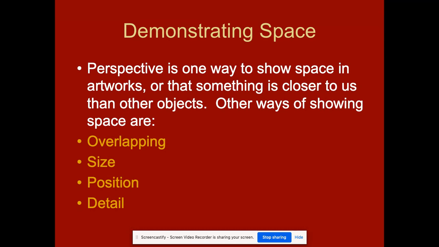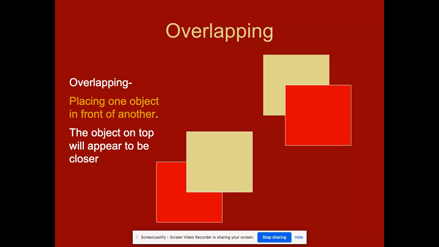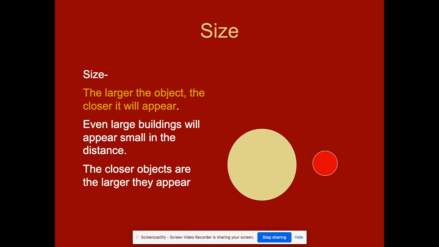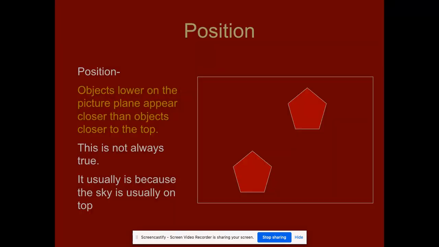So there are other ways that artists will demonstrate space, such as using overlapping, size, position, and detail. With overlapping, you are placing one object in front of the other, and the object on top will appear to be closer to the viewer. With size, the larger the object, the closer it will appear. Even very large buildings will appear small in the distance. And the closer objects are, the larger they appear.